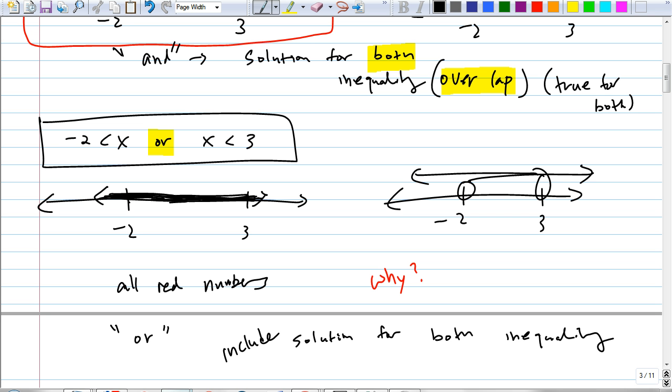Why are -2 and 3 included in this solution? Why don't we have an open circle there? Why do we include -2 and 3? Will? Because 3 is greater than -2 and -2 is less than 3.